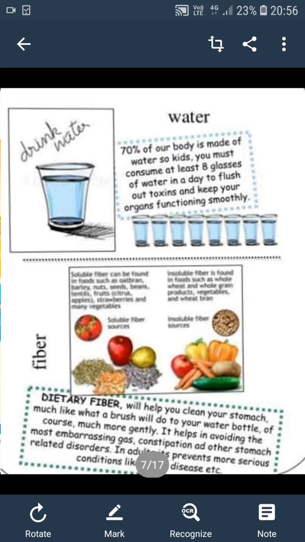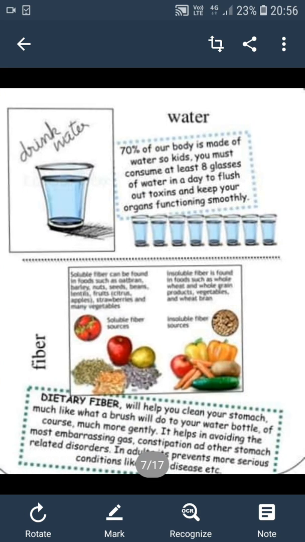Next we'll proceed with dietary fiber. See, dietary fiber does not provide energy to us and also it is not considered a nutrient. Then what is the use of dietary fiber, children? It is essential for our body as it is helpful in the prevention of obesity and constipation.